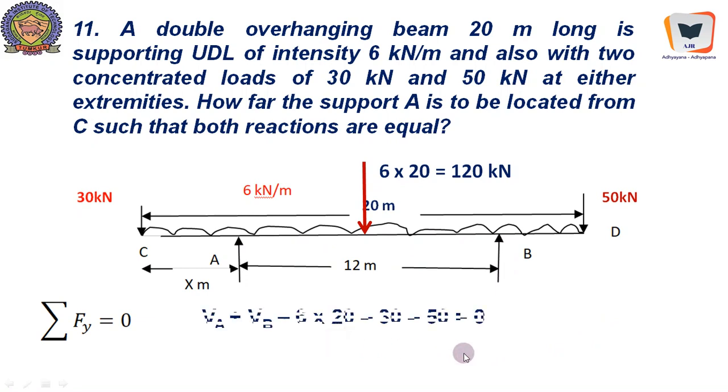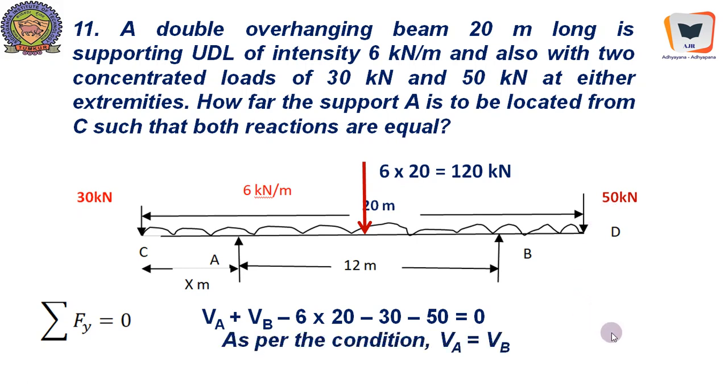So sigma Fy equal to 0 will directly give us VA vertical force plus VB, and there is no chance for any horizontal reaction over here because all the forces are vertical in nature. Minus 6 into 20 equivalent concentrated load, minus 30 and minus 50.